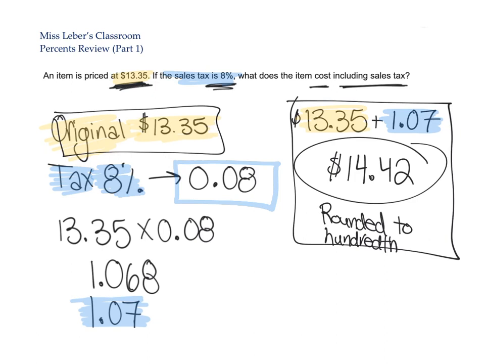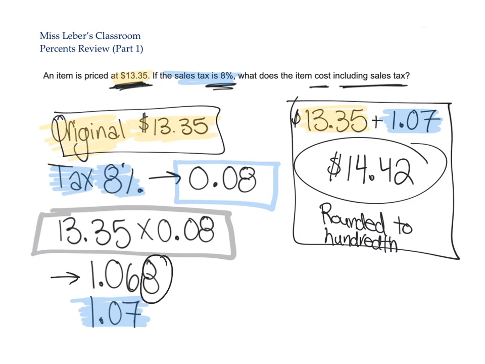So I went ahead and multiplied the original cost by the tax as a decimal, which gave me $1.07. Now, my calculator gave me 1.068. When you go to the grocery store, they don't take it further than the nearest hundredth. So I went ahead and rounded because I saw here that it was 1.068. That tells me to round it up to $1.07.